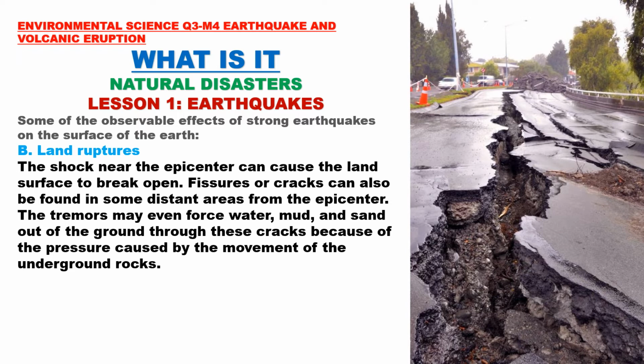Another observable effect of strong earthquakes on the surface of the earth is, letter B, land ruptures. So the shock near the epicenter can cause the land surface to break open. Fissures or cracks can also be found in some areas distant from the epicenter. Tremors may even force water, mud, and sand out of the ground through these cracks because of the pressure caused by the movement of the underground rocks.